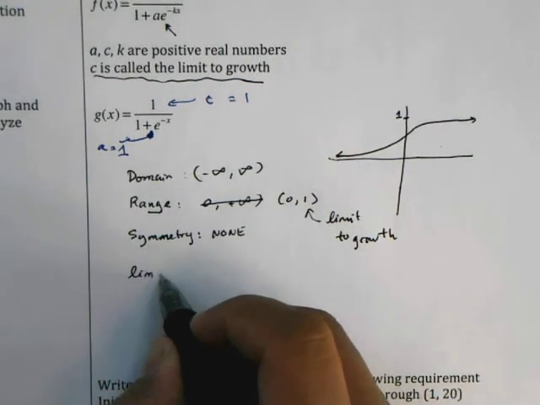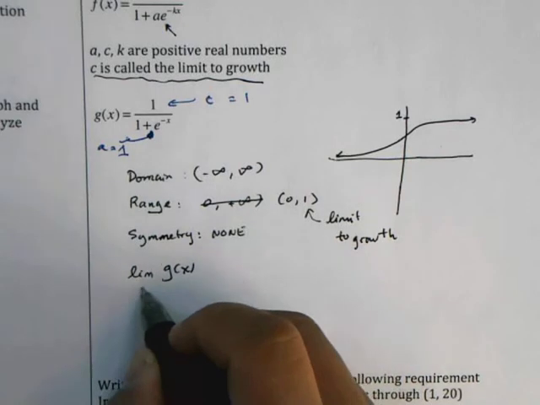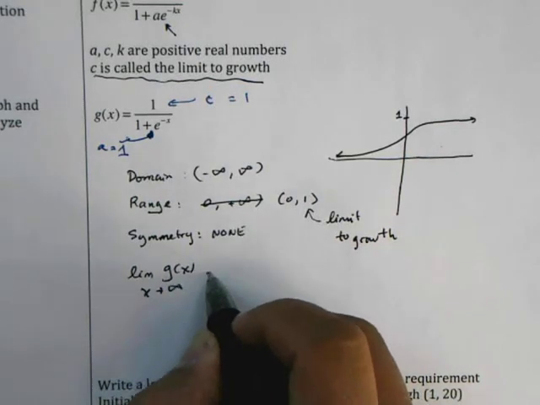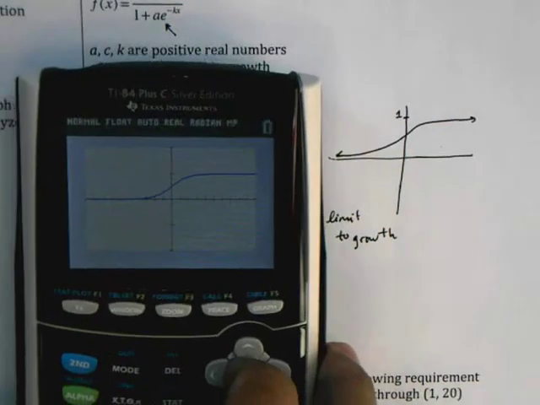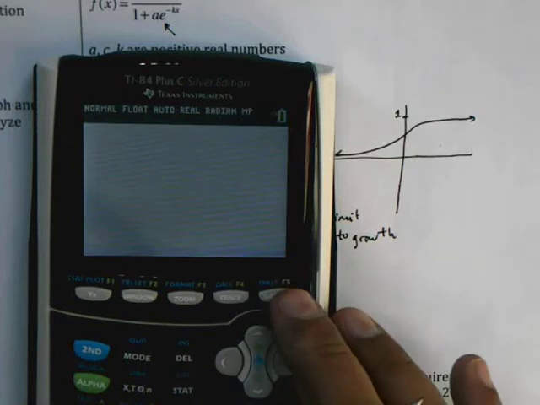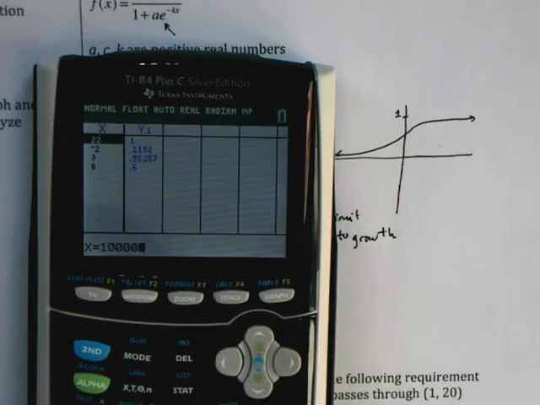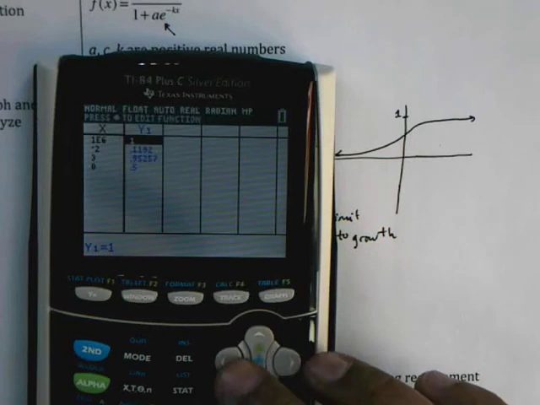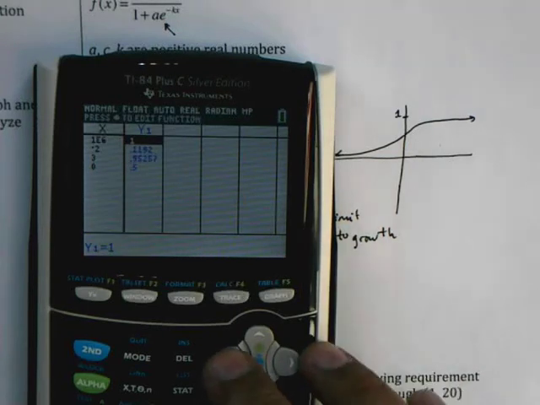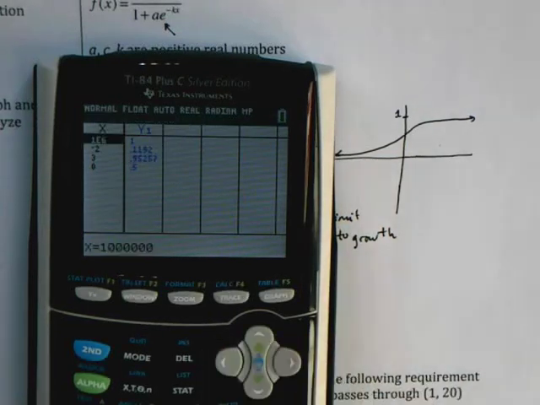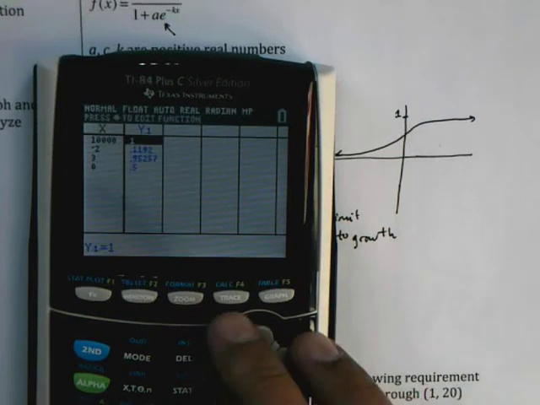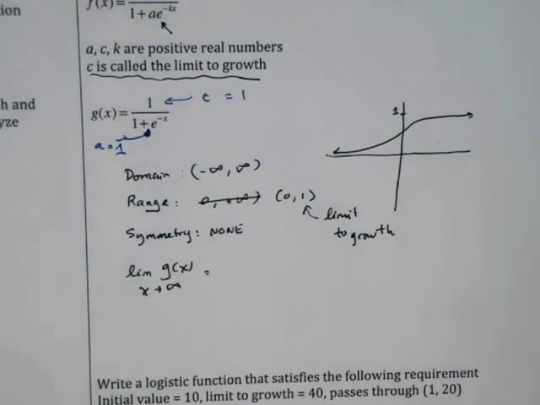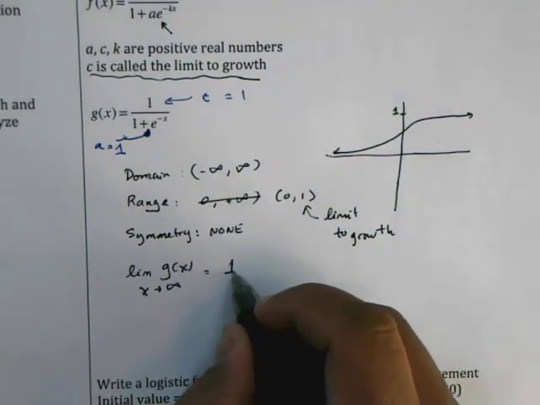What is the limit of g of x as x approaches infinity? I'll use my table here to help me. Let's type in some astronomically large number. You can see that as you type in a very, very large number, it's going to get closer and closer to 1. I think rounding is occurring here. It's not going to be exactly 1. So this is going to approach 1.